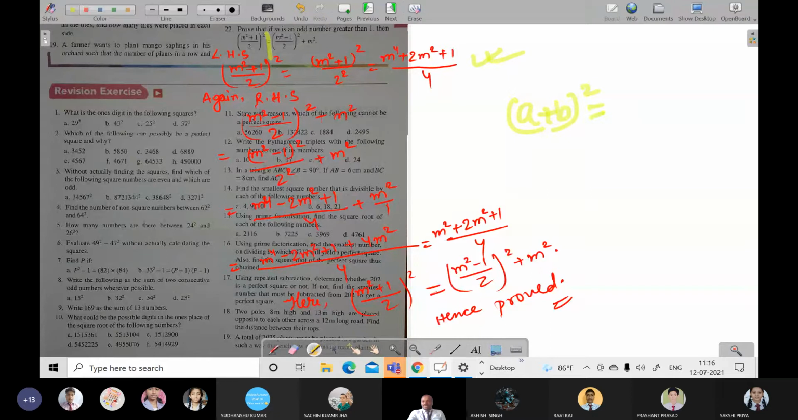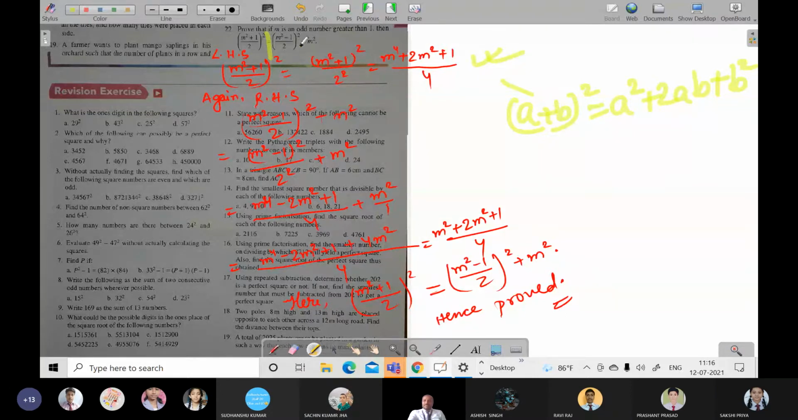That is a square plus 2ab plus b square. I hope this yellow color is visible to all of you or not. So that formula has been applied, and below, 2 square is 4.